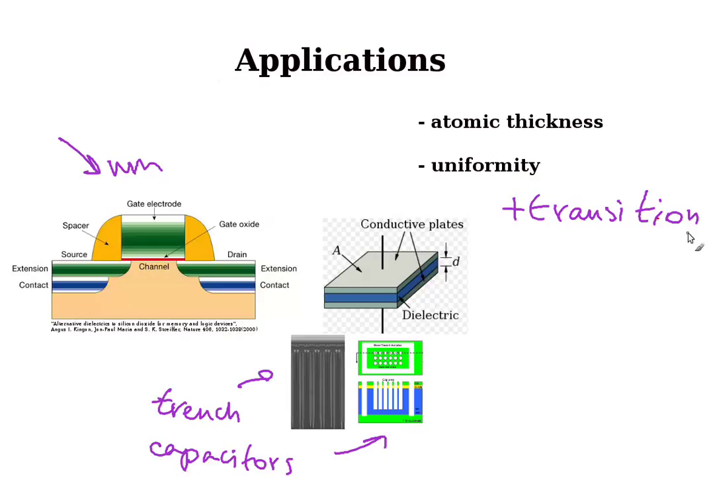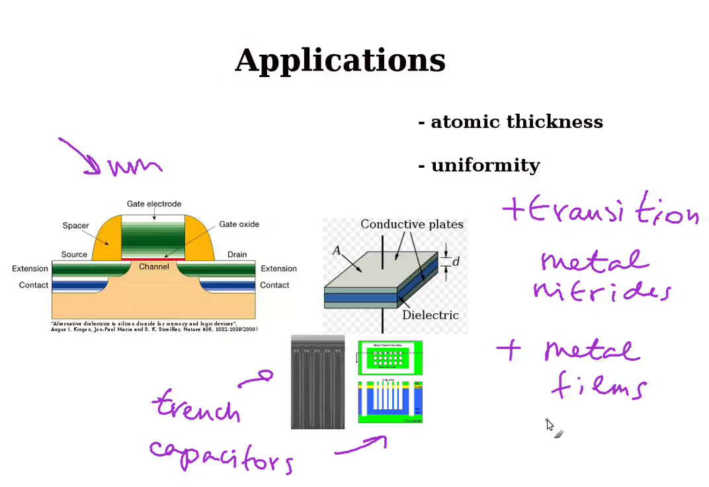Also, we can deposit transition metal nitrides. Those materials can be barriers for metals, for example. And also, you can, of course, deposit metal films. Metal films are used for creating thin conducting layers, contacts in microelectronics.